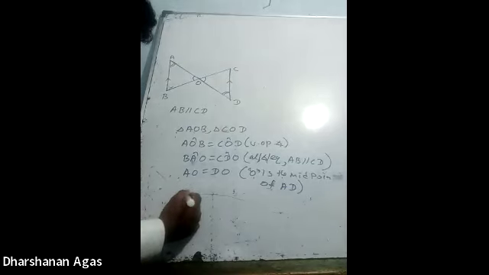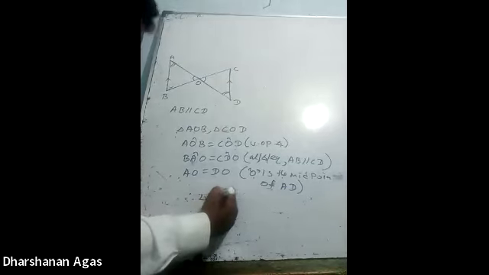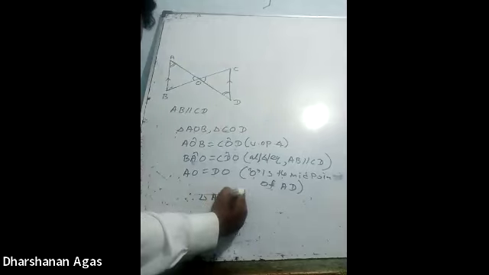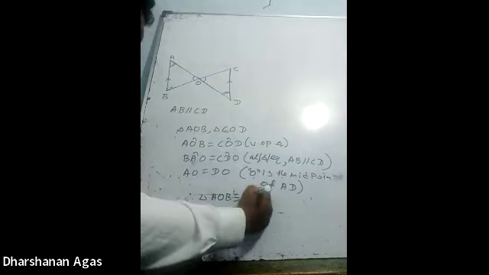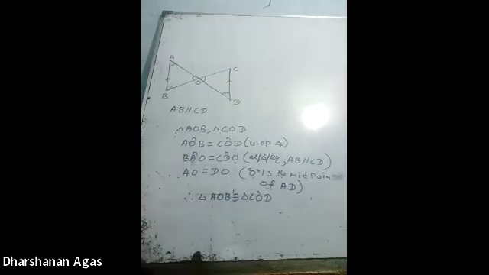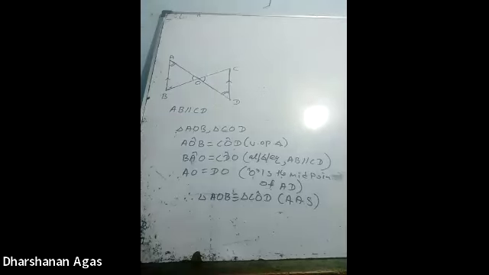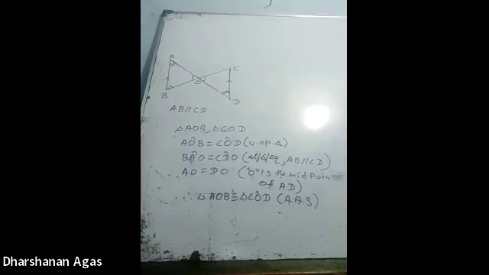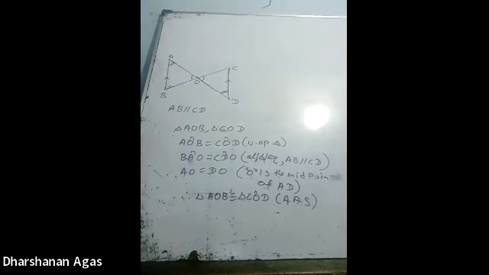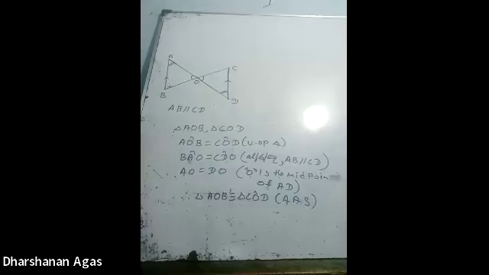Therefore, triangle AOB is congruent to triangle COD. Clear, students? What is the case? AAS. Is that clear? Good. Do you understand, students? Please respond. Yes, sir. Understood. Write it down in your writing book.